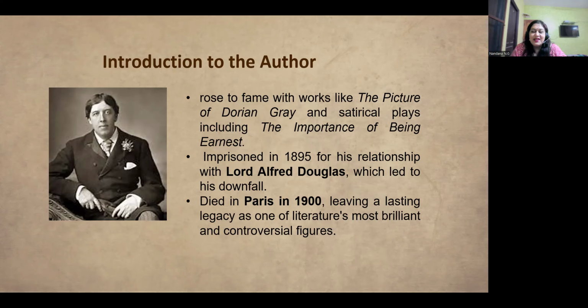He was imprisoned in 1895 for his relationship with Lord Alfred Douglas, which led to his downfall. Society during those times was not as liberated as ours. Well, as I say, I really do not think the present society is as liberated, but compared to the previous timeline, it is slightly better. So homosexuality was frowned upon, and as a result, he was imprisoned. And imprisoned, he died there. He died in Paris in 1900, leaving a lasting legacy as one of literature's most brilliant and controversial figures.